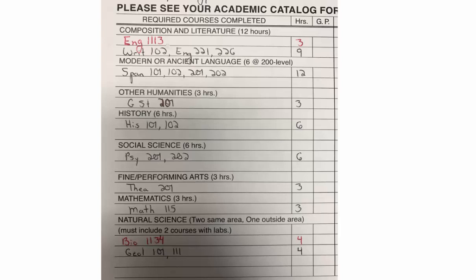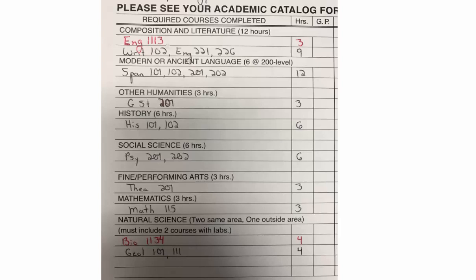Going to the modern or ancient language, you will write whatever language courses you took up to the 200 level to show them that you completed the requirement to have 6 credits at the 200 level. Next, your humanities. If you took more than one humanities class, you will only write 1 humanities that counted towards your general education requirements. Next, you will do 2 history courses, whatever 2 history courses you took, 2 social science courses.